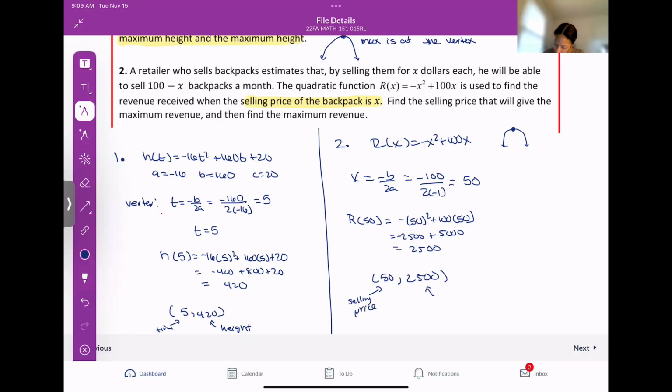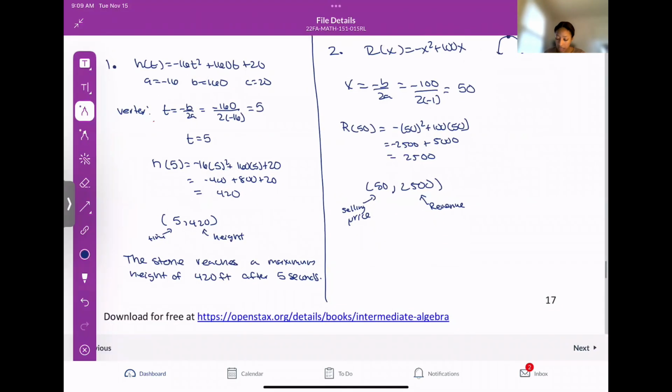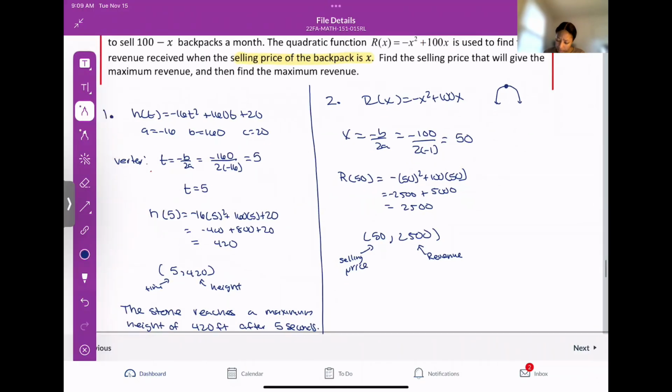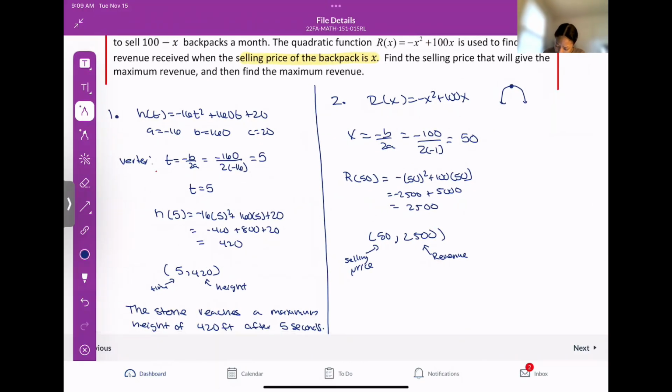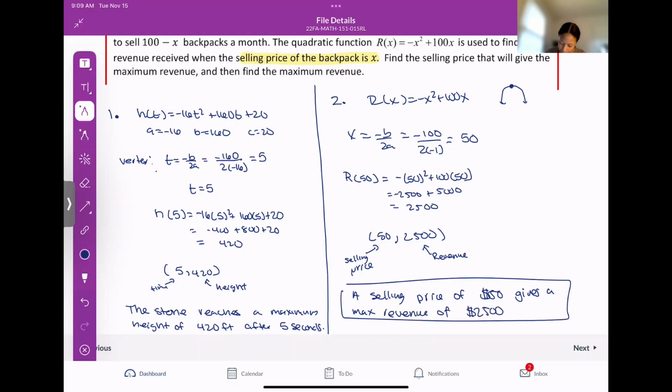And then the 2,500 tells us the revenue. All right, so we would say, the question is, find the selling price that will give the maximum revenue. A selling price of $50 gives a max revenue of $2,500. And that would be the end there.